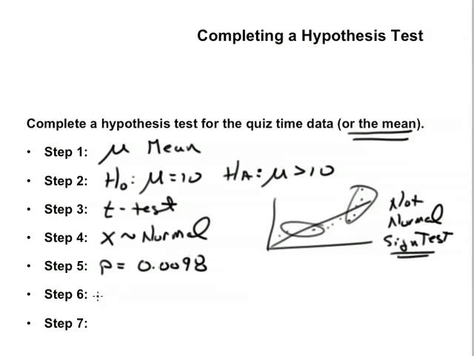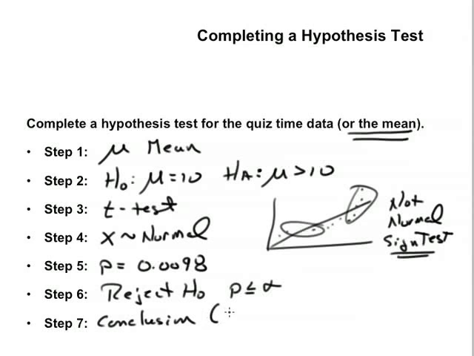So I'd report the p-value, 0.0098. The decision would be to reject the null hypothesis because the p-value is in fact less than or equal to alpha. And then the conclusion, I'm just going to say the same, because it's the same conclusion we reached when we did the sign test. So you can go back and take a look at your notes on that. It says the exact same thing. There is evidence to suggest that the mean really is bigger than 10.